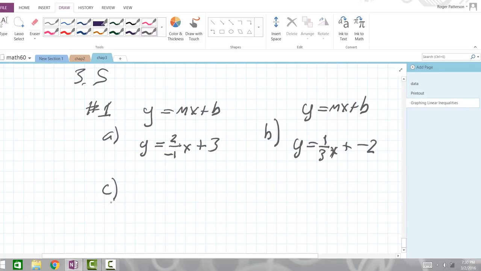C. Okay, so what's the y-intercept for C, sorry? Y-intercept, do we know it? You can't tell, right? Can't really tell it. Okay. Well, let's find some points then. Do we have any points we can use on that line?